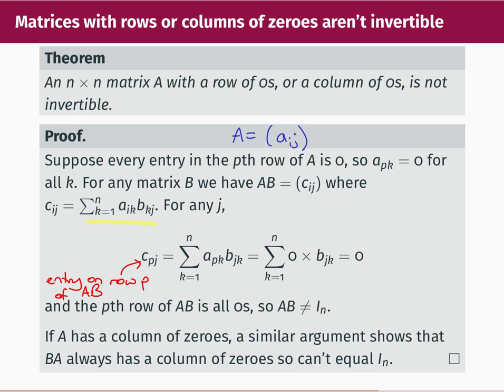If A has a column of zeros, then you can do a very similar argument to show that BA would always have a column of zeros. So again, a matrix which has a column of zeros cannot be the identity matrix, and therefore a matrix A with a column of zeros is not invertible.